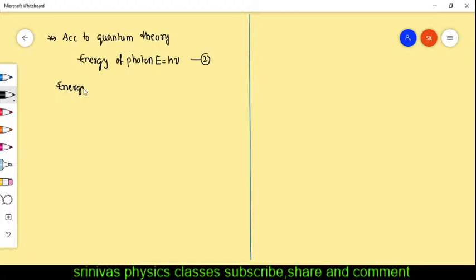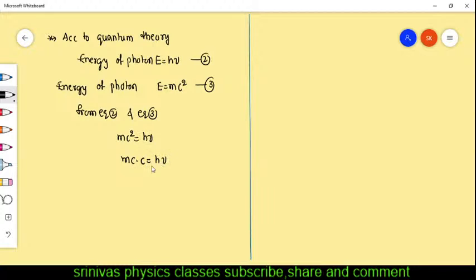Another formula is there, according to the Einstein equation. According to the Einstein equation, the energy of a photon we can also write as mc square, where m is the equivalent mass, right? Then from equation 2 and 3, both are for energy, we write mc square is equal to h nu. Then mc into c is h nu.